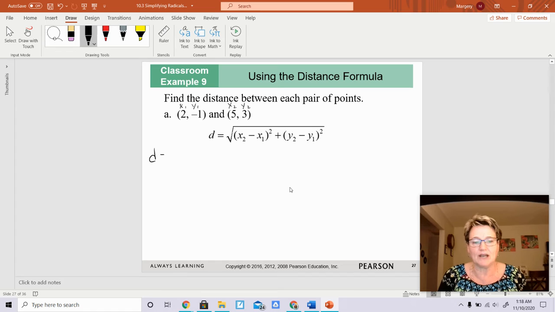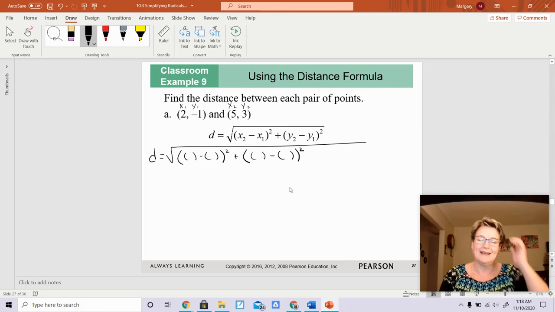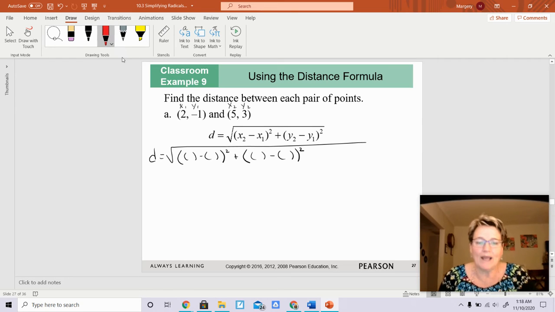Now, I'm just going to plug and chug. So I'm going to write out this big giant equation. I have (x2 minus x1) all squared plus (y2 minus y1) all squared. I do that because, trust me, it just is helpful, especially when you have negative numbers. So my x2 is 5, my x1 is 2, my y2 is 3, and my y1 is a negative 1. That's why those little parentheses are really helpful.